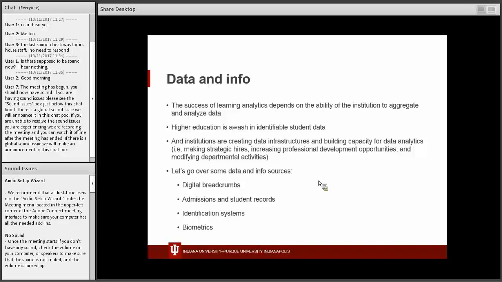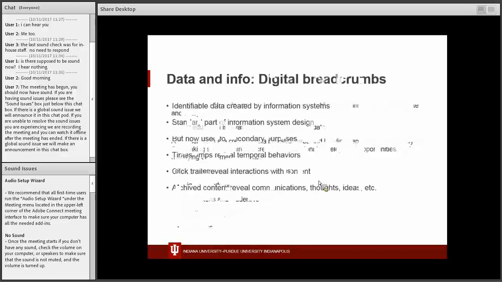So let's go over some of these data and information sources. And I'm going to break this down in 4 different ways: digital breadcrumbs, admissions and student records, identification systems, and biometrics. So let's talk about digital breadcrumbs first.